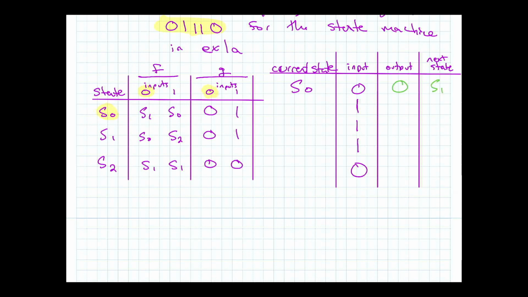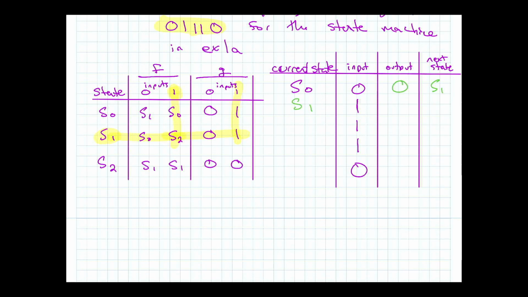Now you're in S1, so that comes down here. You're in state 1 and your input is 1. What happens? Again, you just look at the chart. State 1 and input 1, so here. That tells you two things. It tells you that your next state is going to be S2.